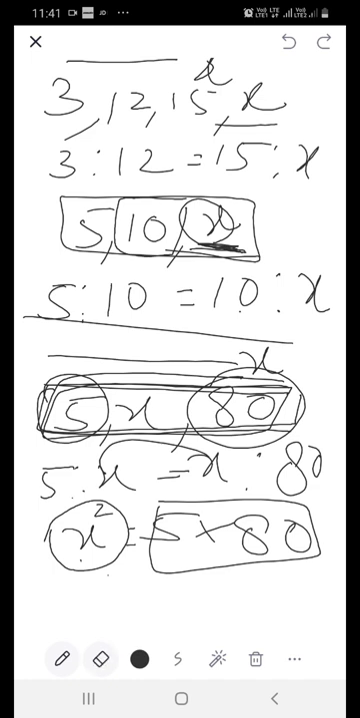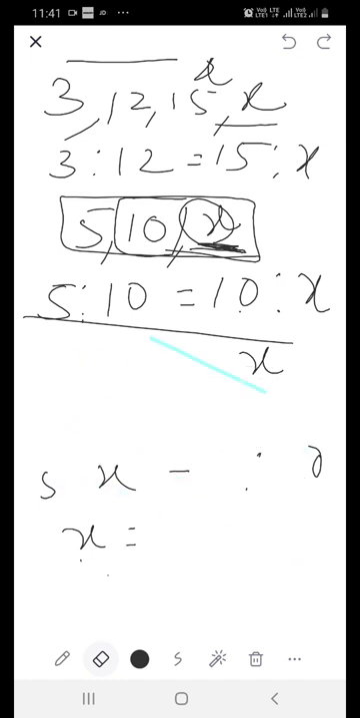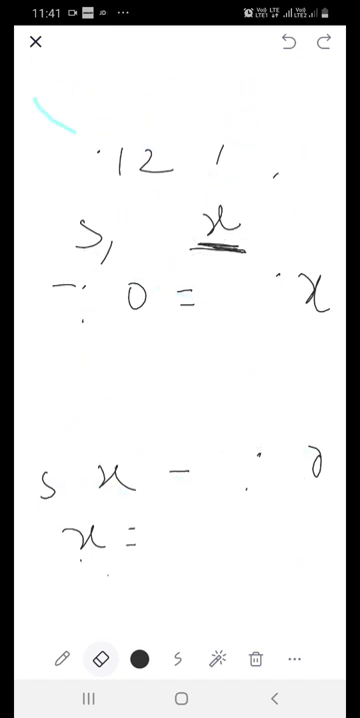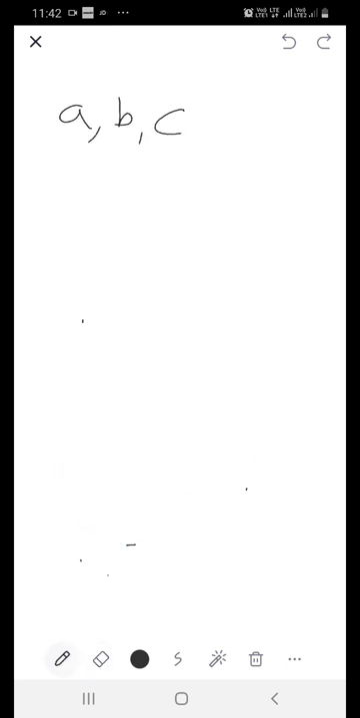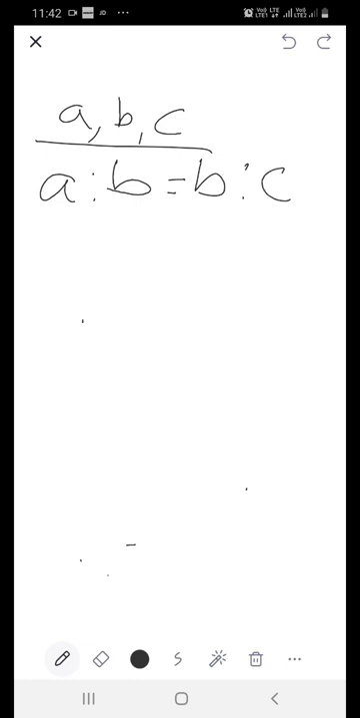Now, what do you mean by continued proportion? Now suppose you are given three numbers. Suppose A, B, C are in continued proportion. The question says A, B, C are in continued proportion. And how are you going to write the continued proportion? By repeating B. A is to B is equal to B is to C. Or you can also write it as A upon B is equal to B upon C.